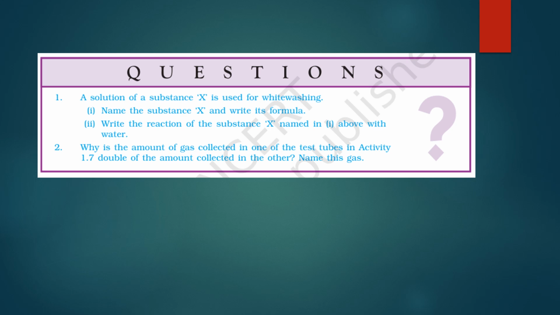Second one is: why is the amount of gas collected in one of the test tubes in activity 1.7 double the amount collected in the other? You have to name the gas. This we have already discussed. There were two gases, hydrogen and oxygen, and they were released as per some equations. Some chemical reaction took place, and according to it, one of them was double the other. That we can discuss in detail.